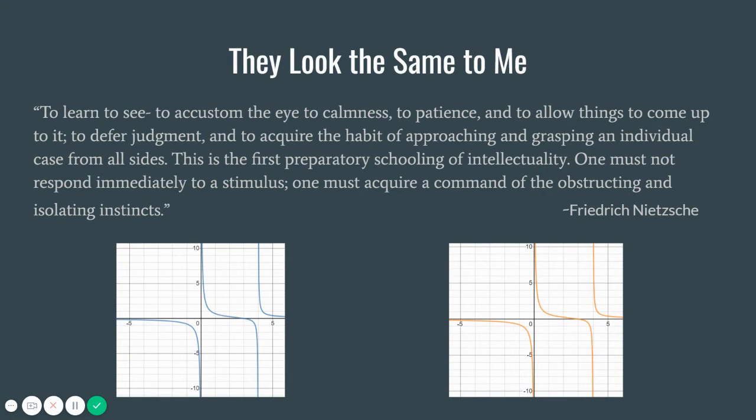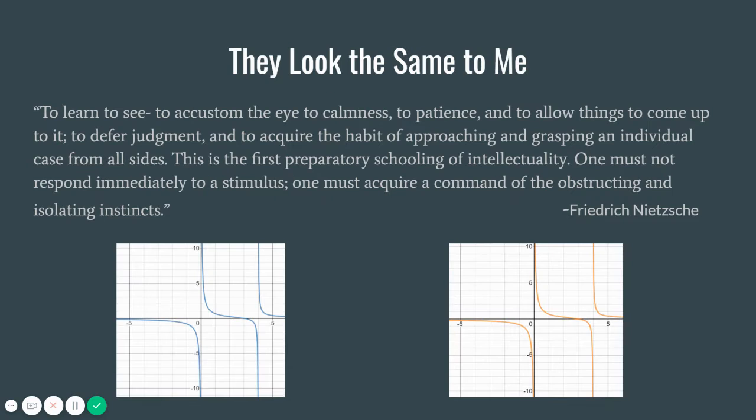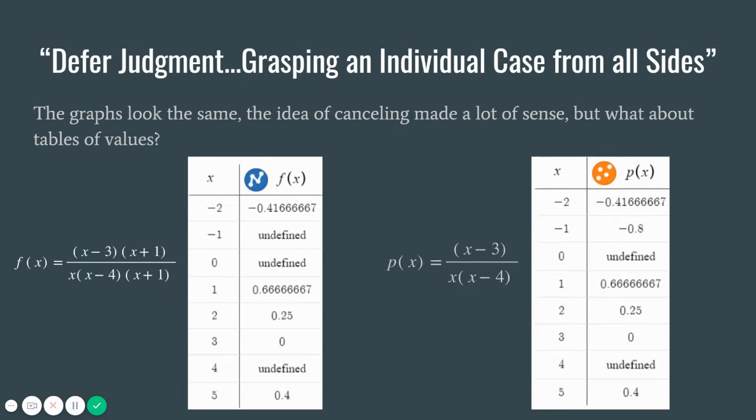So what if we do this? What if we don't say, hey, the graphs look the same, we thought we could do this, the graphs look the same, boom. Let's look at it from all angles, right? All sides. Let's defer judgment. So what if instead of just looking at the graphs or the equations and thinking about them rationally, what if we looked at the table of values?